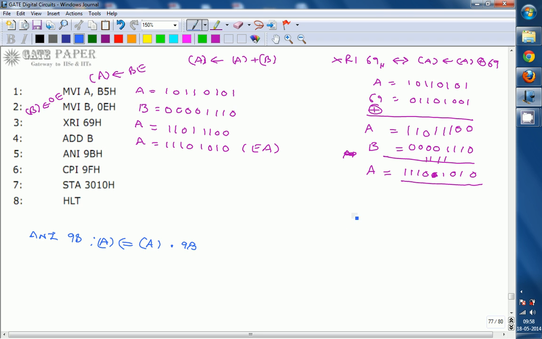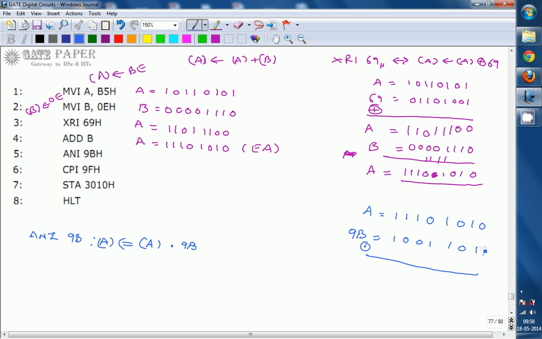So now the accumulator contents are this one: A is equal to 1 1 1 0 1 0 1 0, and the AND operation has to be with 9B. 9B is nothing but the value 9 is 1001, B is 1011. So take the logical AND operation.